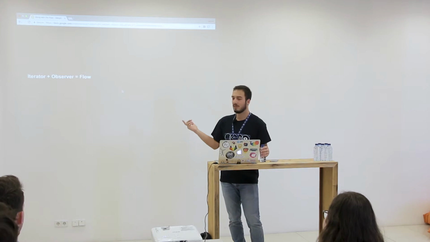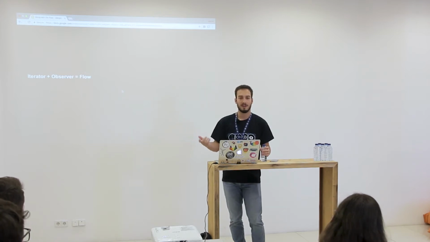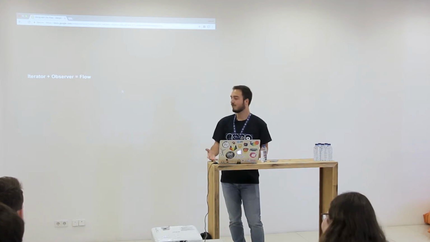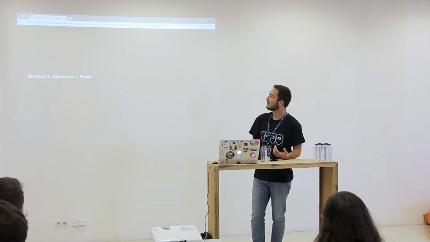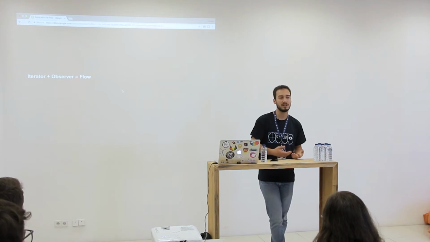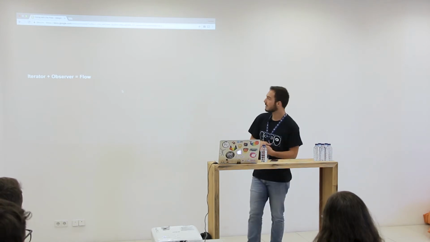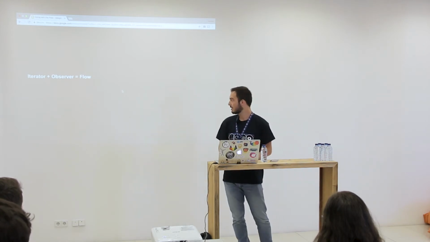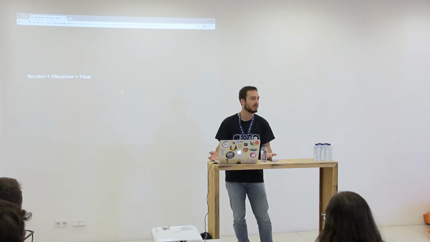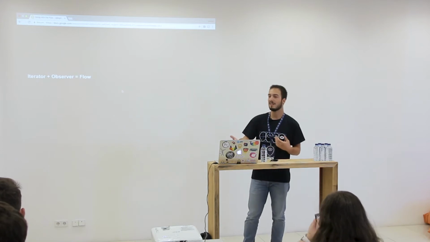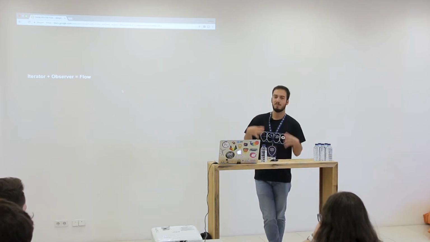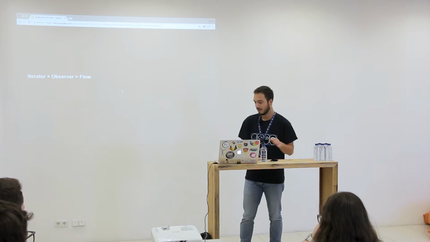Does anyone know what the iterator pattern is? OK, so you have a bunch of objects, or a list of objects, or a stream of objects, anything, and you can query for objects. You can ask if there are any more objects. You can ask for the next object, and so on. And the observer pattern, anyone knows what it is? OK, so it's the other way around. Instead of asking for items, you're pushed items onto you.